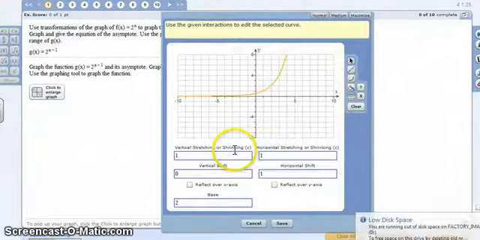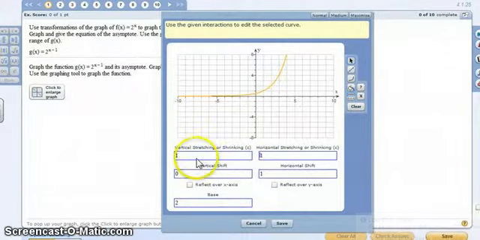The vertical stretch and compress, they call it shrinking, I call it compress, it's the same thing, would be if there was a number multiplied out in front. The horizontal stretching, we're not actually doing that in this class, so you don't have to worry about it. And then the reflect over x or reflect over y. So these are the buttons that you would click. Great. So you think you're done, right?